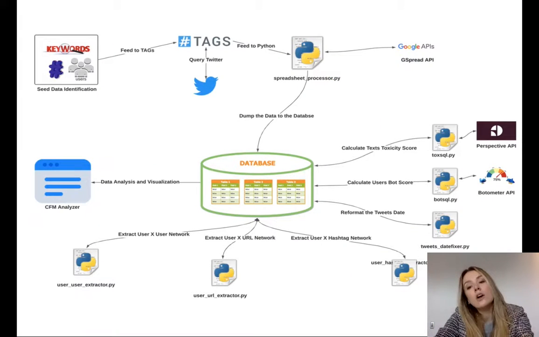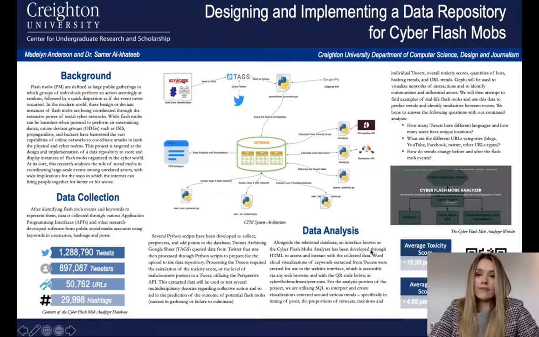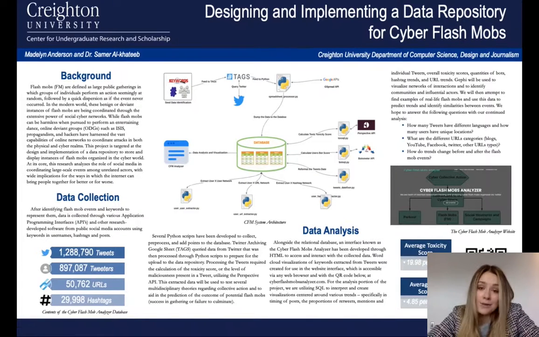So we can see that all of these different processing Python scripts eventually fed into the database, which we are compiling into the Cyber Flash Mob Analyzer and into the website format for ease of access to other researchers and potentially law enforcement in the future. So going forward, we are continuing to add to our database, which currently holds over 1.2 million tweets from 897,000 different users. And these tweets contain 50,000 URLs and almost 30,000 hashtags.